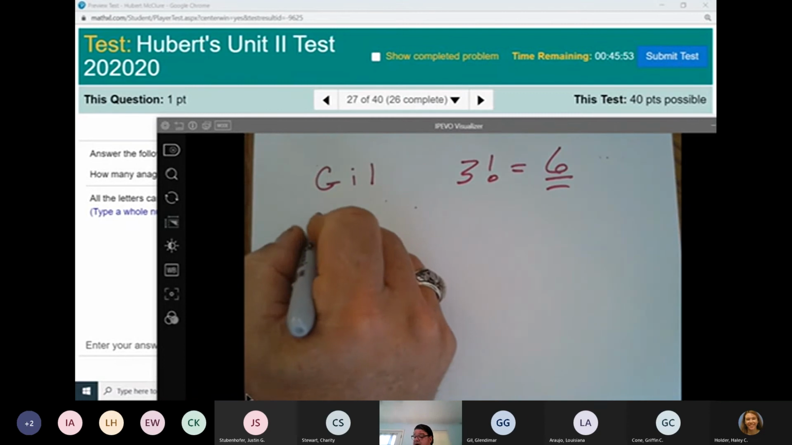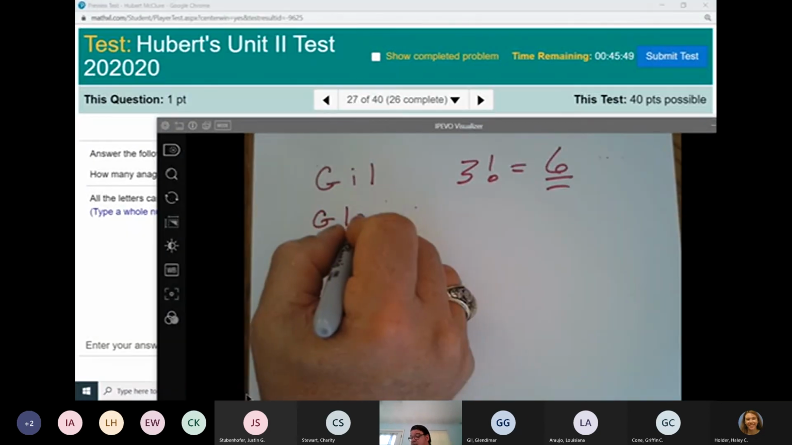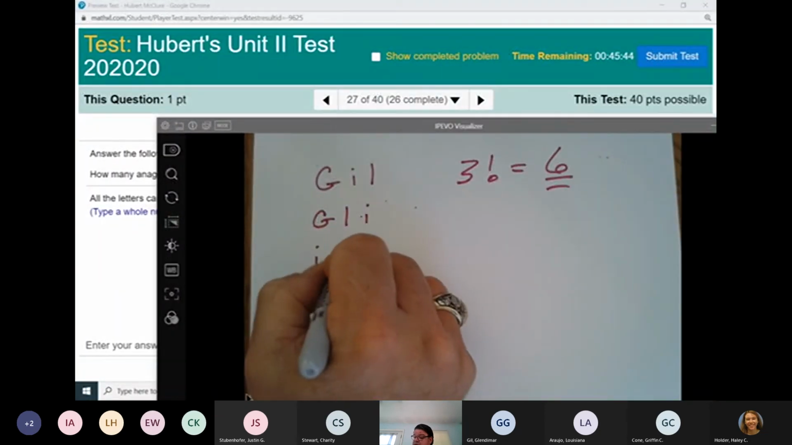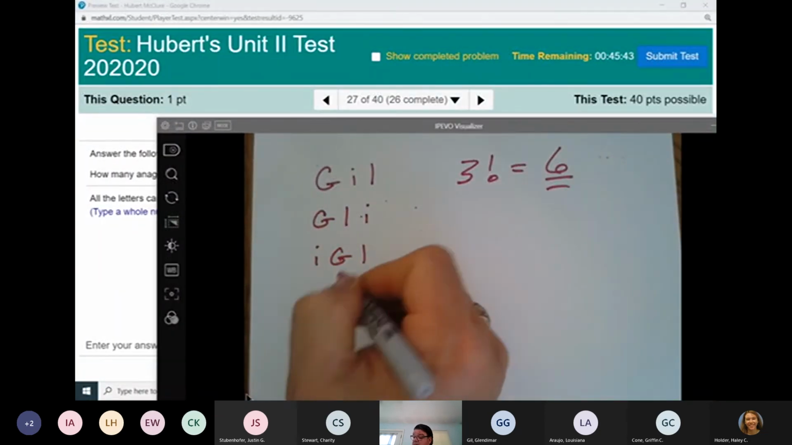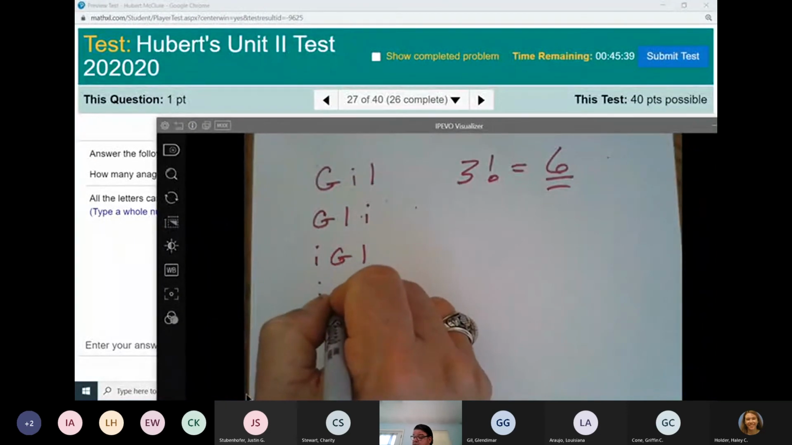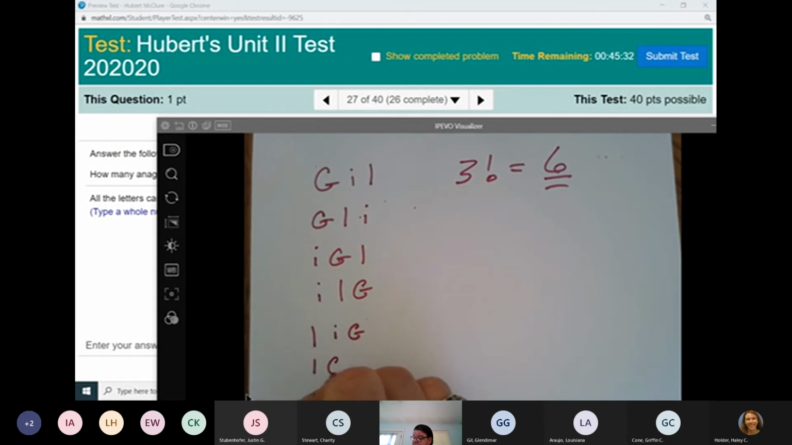So G-I-L, G-L-I, then I-G-L, and then I-L-G, and then L-I-G, and L-G-I.